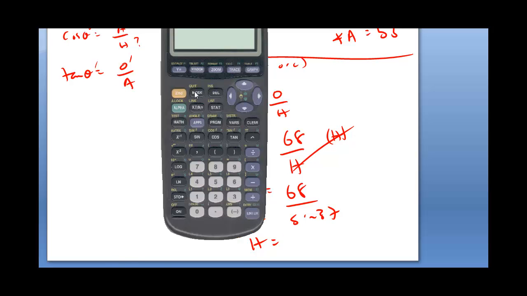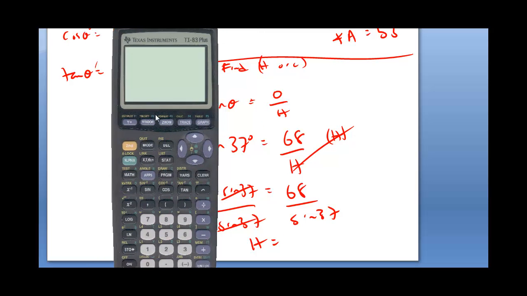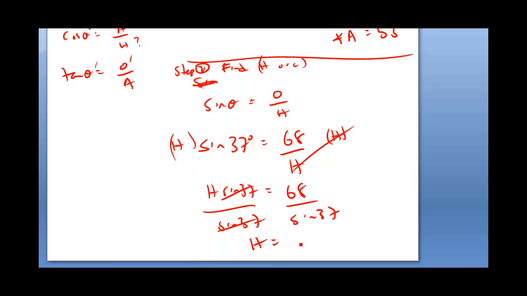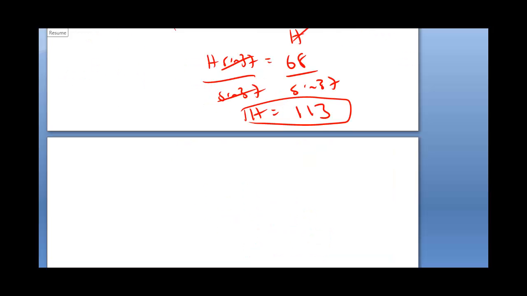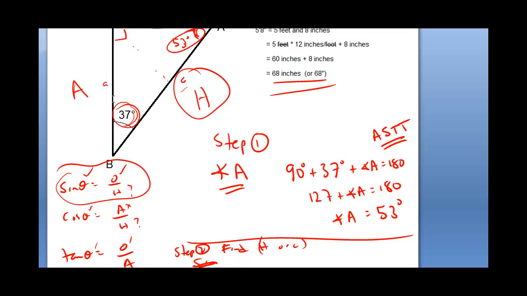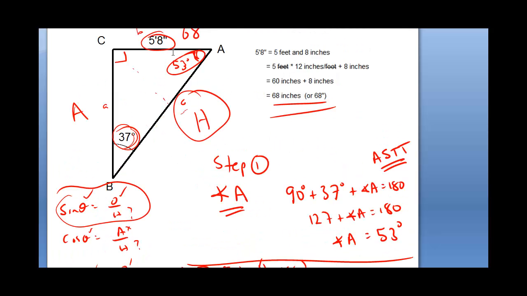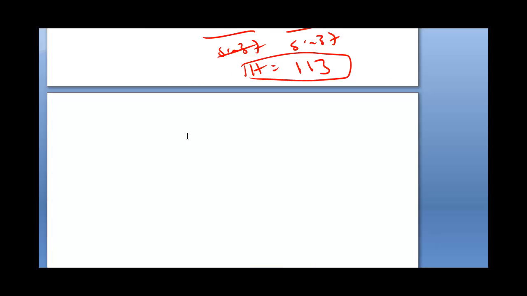Depending on your calculator, I'm going to use this one. Okay, so I've got 68 divided by sine 37. And I got 112.99, so we'll call that 113 inches. Is that reasonable? We'll look up here. This one was 68 inches. The hypotenuse definitely has to be longer because it's against the 90 degrees, so it's going to be the bigger side. Okay, so there's 113 inches, and you'd have to change that into feet and inches.